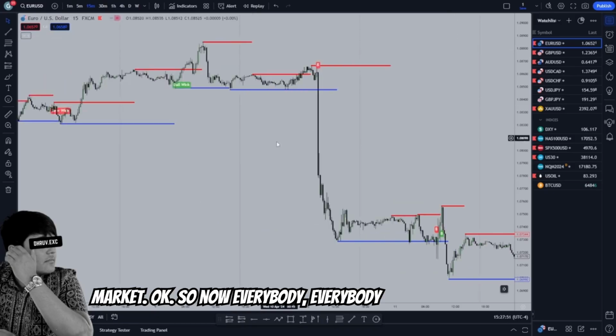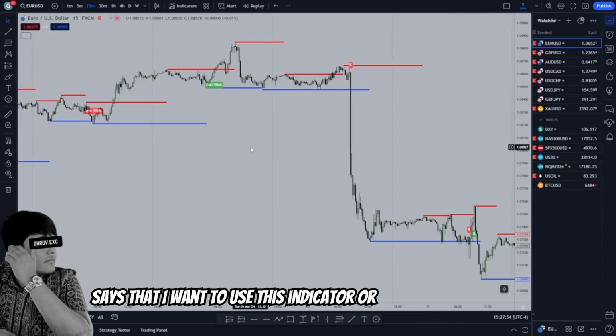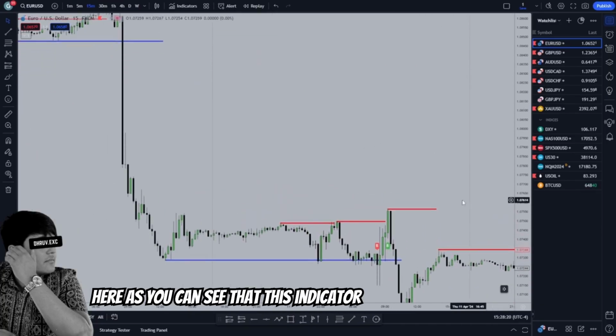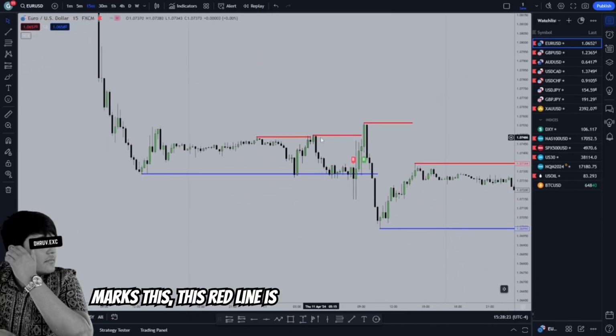Everybody says I want to use this indicator or that indicator, but I should say that you should use this indicator. The thing I'm about to tell you, how to trade with this indicator, will help you a lot to find liquidity and to understand the narrative of a retail trader and of a professional trader. Okay, so look over here. As you can see, this indicator marks this red line as resistance and this blue line as support.